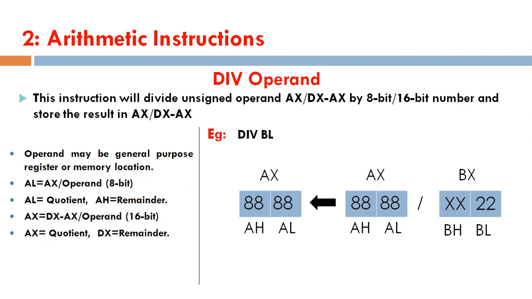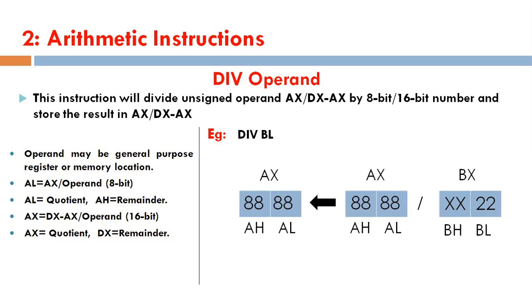Next, the division operand. The syntax is DIV operand. This instruction will divide the unsigned operands of AX or DX, and it will store the result in the AX or DX register. In particular, AL will store the quotient and AH will store the remainder. Example, DIV BL. Here the value of BL is 22, so it will divide the AX register.